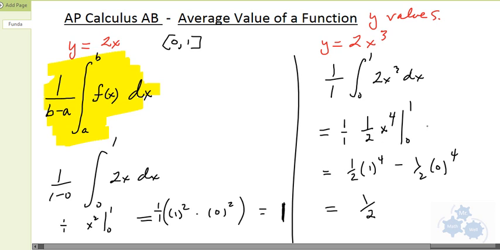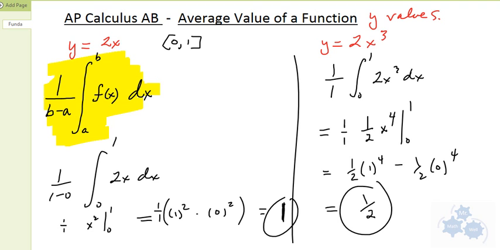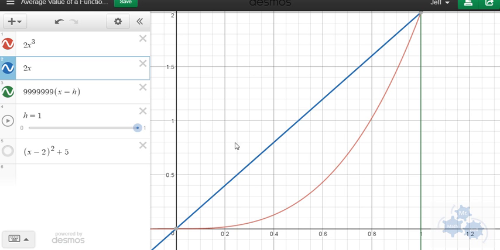Okay, 0 to 1. So we've got 1/2 and we've got 1. So let's just see here. Let's go back to our graphs. A y value of 1 appears to be a good average value function for this. And a y value of 1/2, look at this. Here's a y value of 1/2, right there.